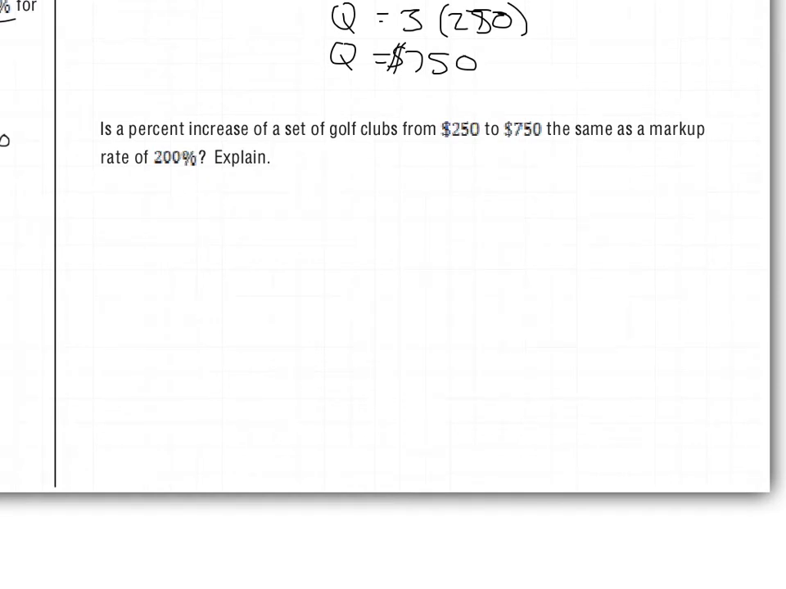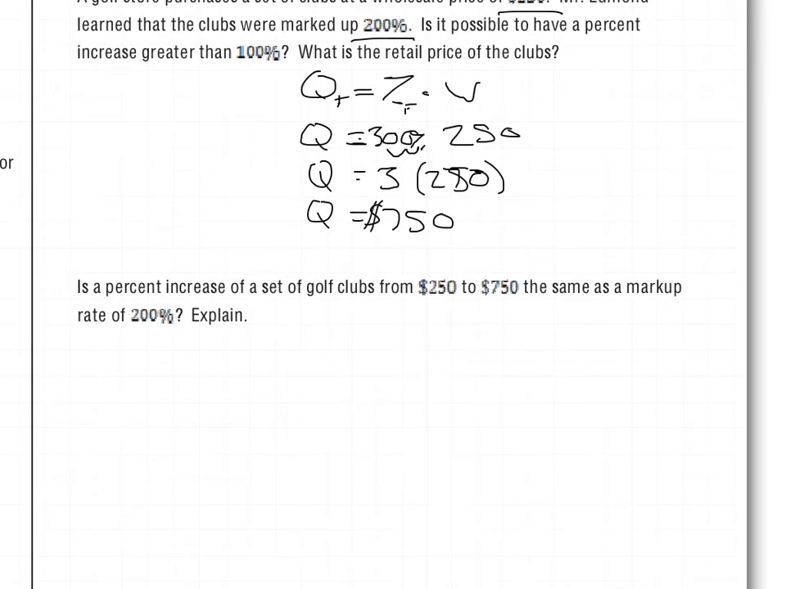All right. Is a percent increase of a set of golf clubs from $250 to $750 the same as the markup rate of 200%? Explain. So let's quickly prove this. Quantity is equal to percent times whole. It says the percent increase. Remember when we're talking about percent increase, we're only talking about the change. So the quantity of the change, the price changed from 250 to 750. That's 500 times the whole.